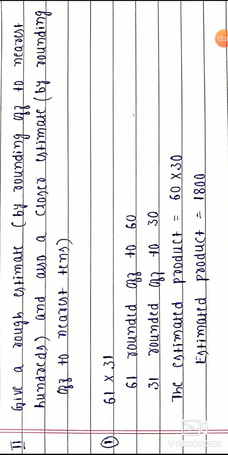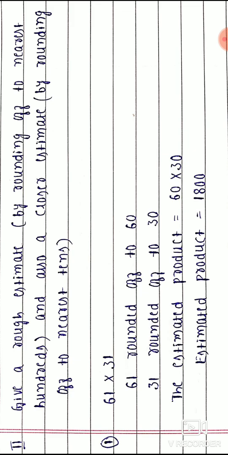Take the next problem, that is the second one. Give a rough estimate by rounding off to the nearest hundreds and also a closer estimate by rounding off to the nearest tens. So here you have to give a rough estimate by rounding off to its nearest hundreds and also a closer estimate by rounding off to the nearest tens.